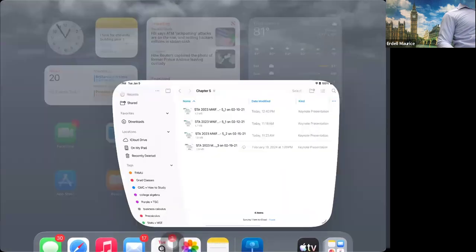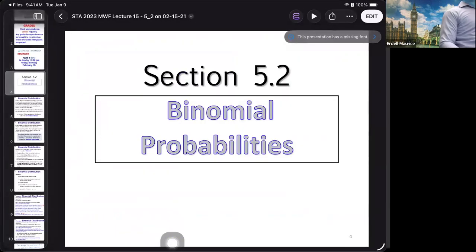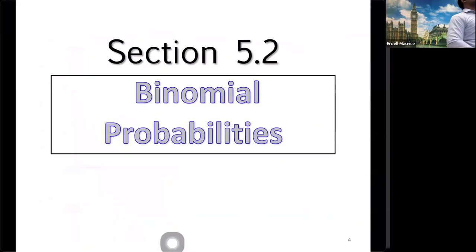All right, so that takes us into 5.2, the binomial distribution. All right, the binomial distribution.